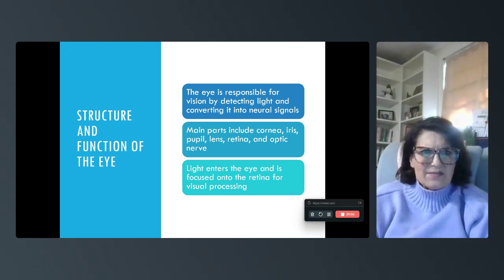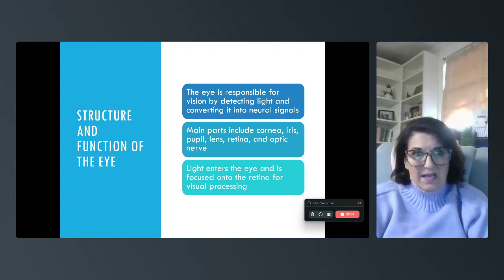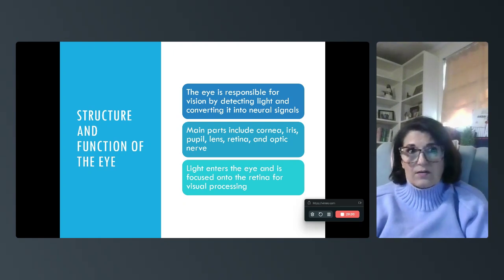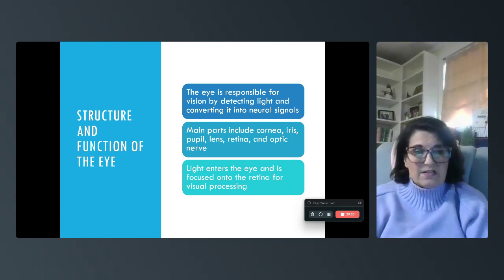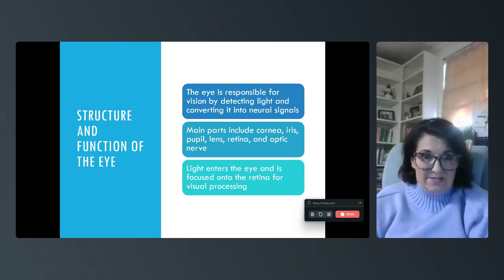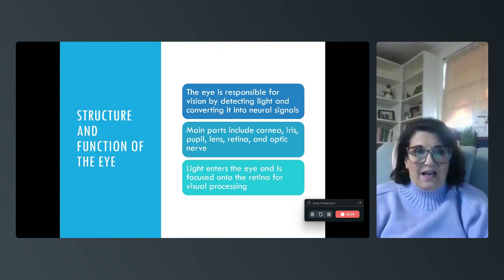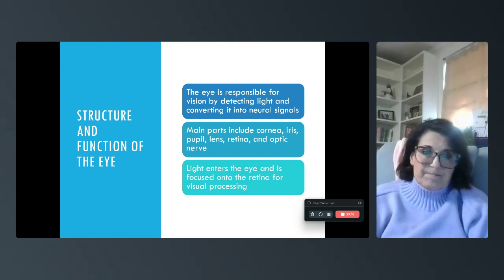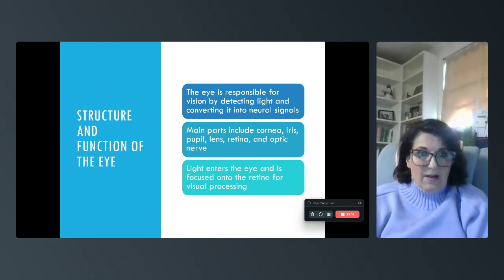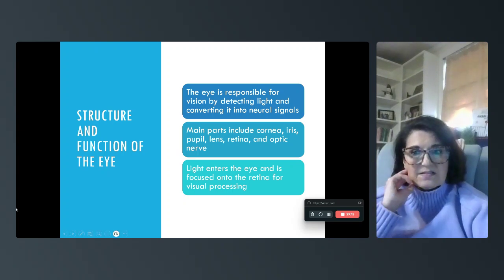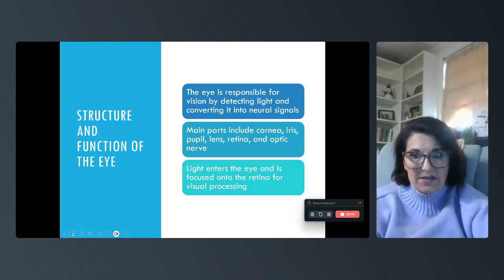So of course we know the eye is responsible for vision. It detects light, and it converts it into signals that our brain can transmit into figures and pictures. The main parts of the eye include the cornea, the iris, the pupil, the lens, the retina, and optic nerve. Light enters the eye and is focused onto the retina for visual processing. So it goes to the retina, and that's what gets our picture. That's what we see.